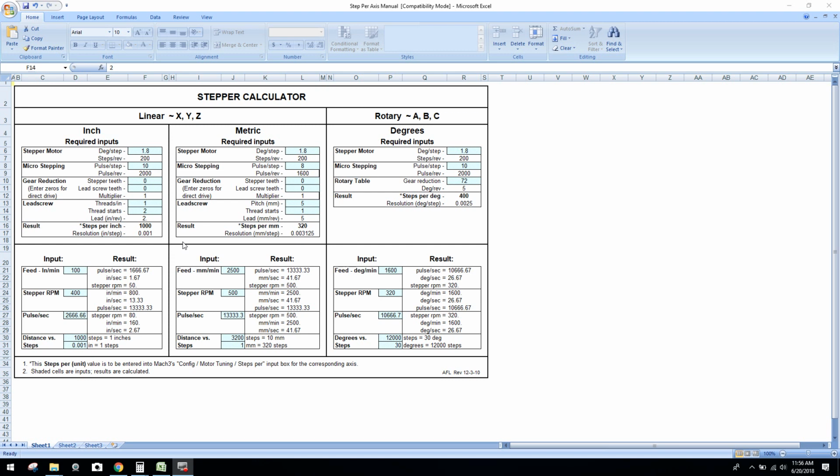However, you cannot, and I've covered this in previous videos, just do the math here and input the number. For example, it says threads per inch 1, thread starts 2, lead in and outs 2, and you can see it's already calculating, and it's coming out with steps per inch 1,000. The odds of you actually getting a perfect measurement by just putting in this theoretical calculation will be virtually none. I've never seen a machine be perfect.